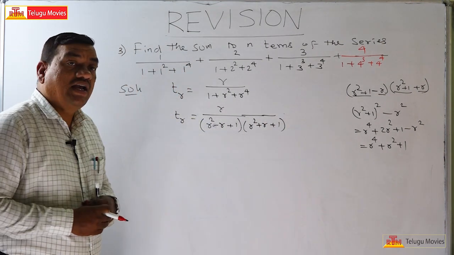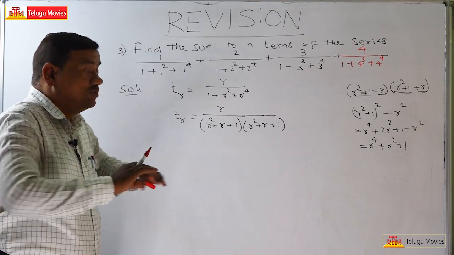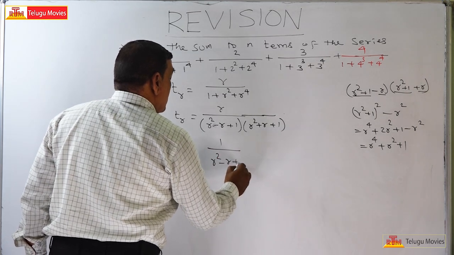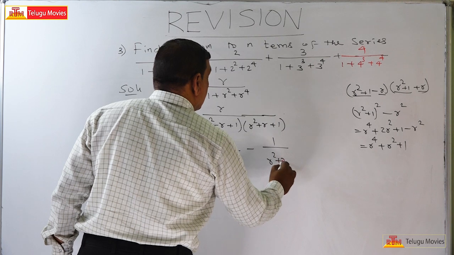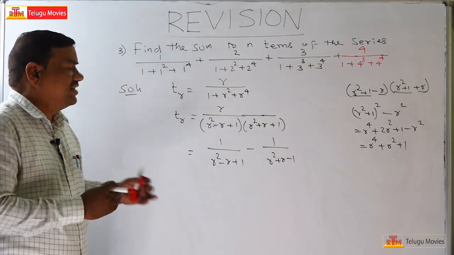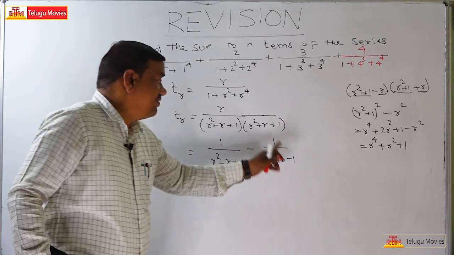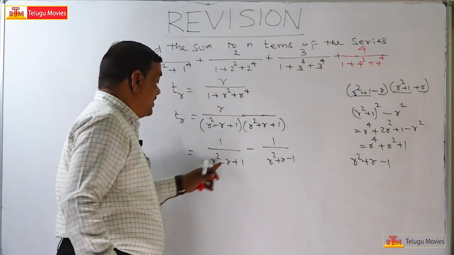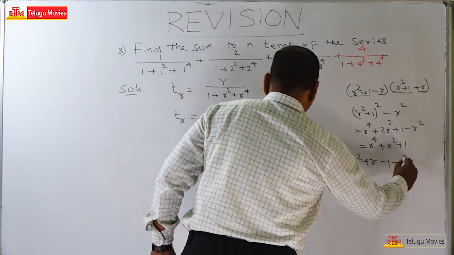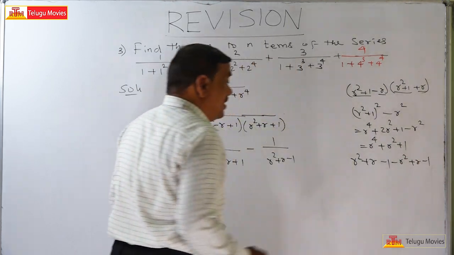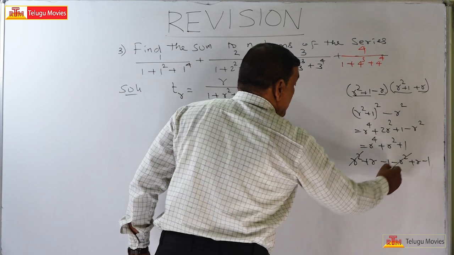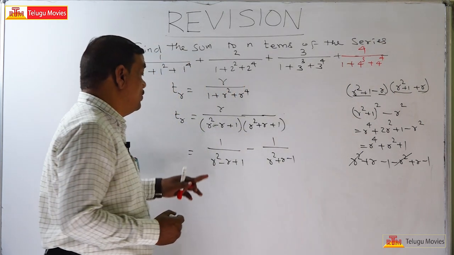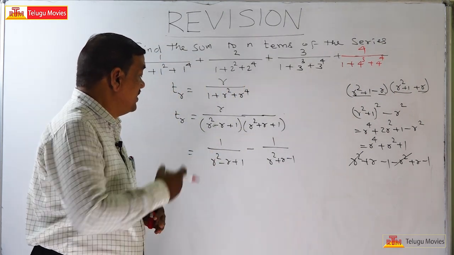Now this we can further split into partial fractions type. This is equal to 1 by r square minus r plus 1 minus 1 by r square plus r plus 1. Can I write it? Let us check. If we multiply, the denominator will come same. In the numerator, what you will get? R square plus r plus 1, here cross multiplication minus r square minus r plus 1. Any more cancellation? r square minus r square will cancel.